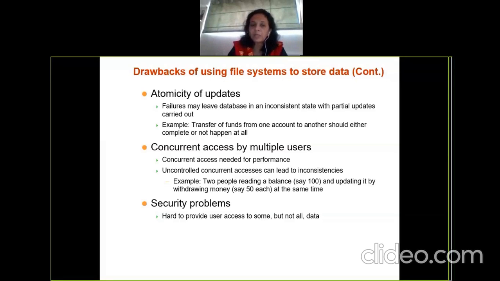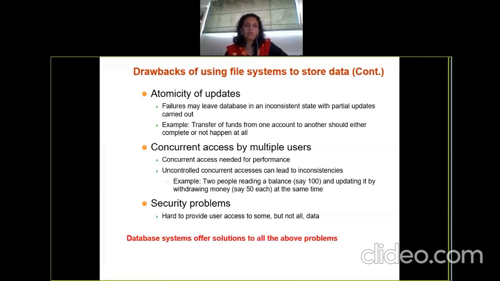For which purpose? For security purposes. That is not possible in the traditional file processing system, while we can provide security in the database system by providing an abstract view of the data. And what is that view? We are going to see it in the next lecture. So the database system offers a solution to all the above problems.